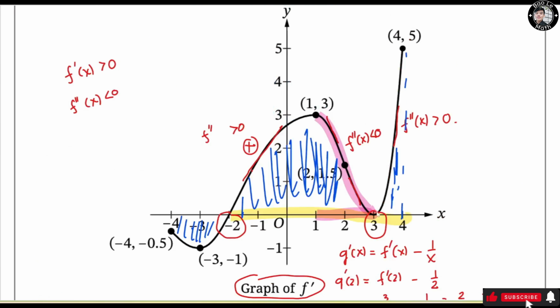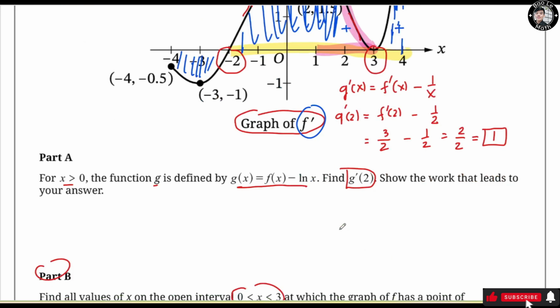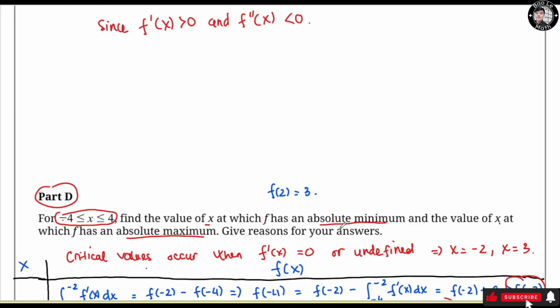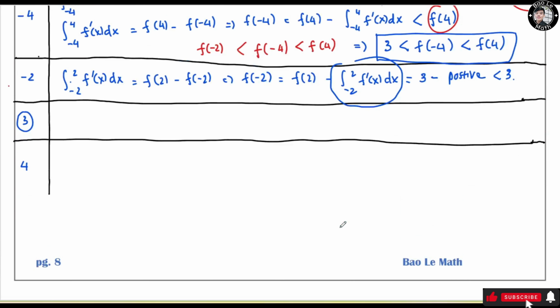At s equals 3, the sign of f'(s) does not change, right? This is still positive and this is still positive. So right at s equals 3, the function f does not have a maximum or minimum, right?